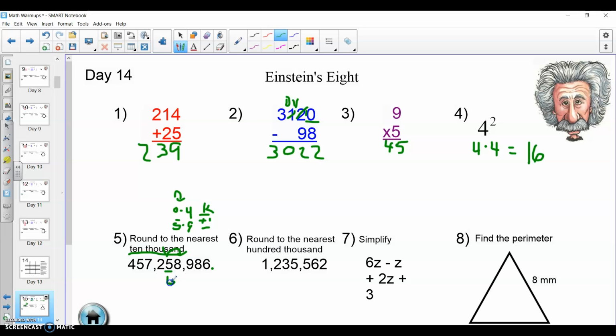All numbers after? Good job, Mason. That's not a decimal. That's supposed to be a comma. There we go. And then all numbers before? Stay the same. That's important as well. All right, so 457,258,986 rounds to 457,260,000.